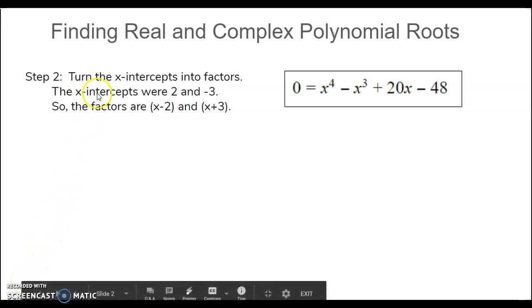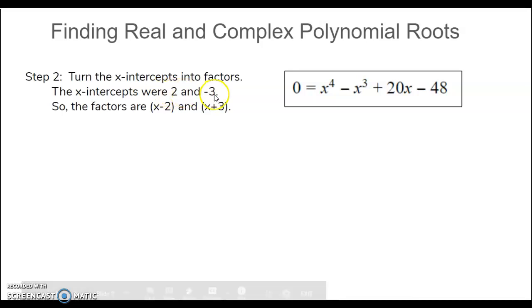Step 2, we take the x-intercepts and turn them into factors. So 2 and negative 3 turn into x minus 2 and x plus 3.